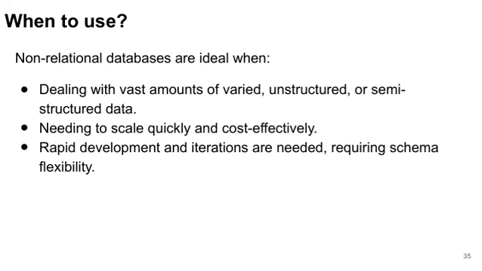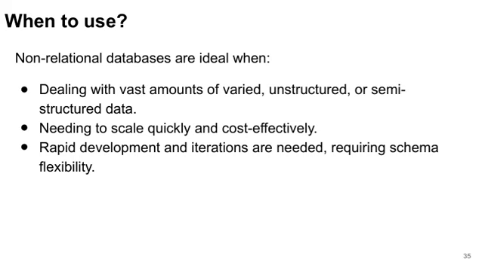Now, let's look at when non-relational databases really shine. They are ideal when you're dealing with vast amounts of data that can be varied, unstructured, or semi-structured. Think about social media data, sensor data, or user-generated content. These are often messy and complex, making relational databases less suitable. They're also great when you need to scale quickly and cost-effectively.